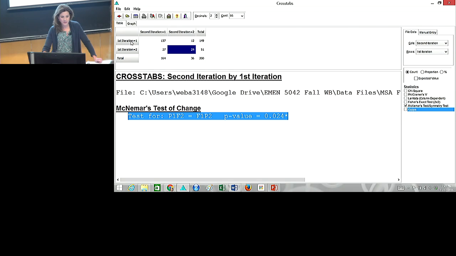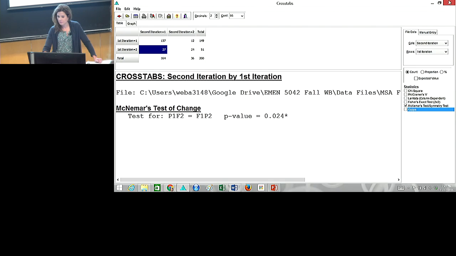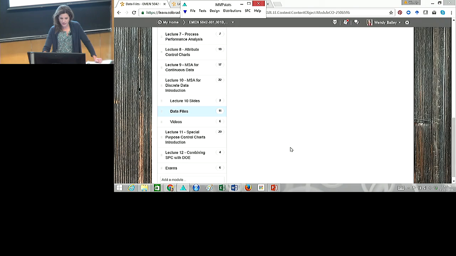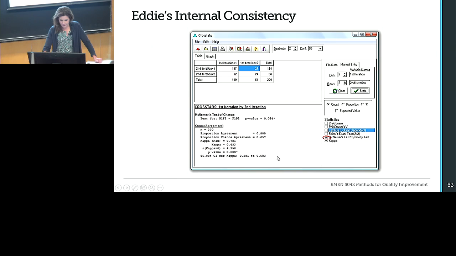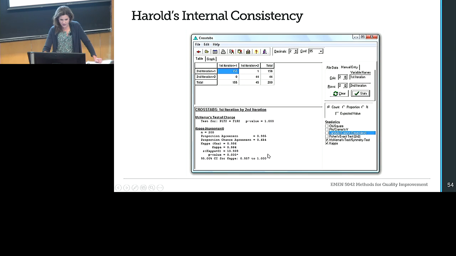That's his first iteration. He called these items both in second and first, but these items over here, the first time he passed them and the second time he failed them. And then over here, the first time he failed them and the second time he passed them. Ruh-roh. Either way, that's a problem, right? Okay, so that's what I'm looking at for Eddie. And I could then do the same thing for Harold. I won't make you do that at this point, but I'd absolutely do it.